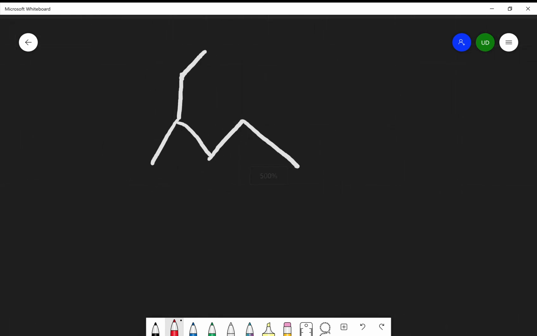Okay, so based on the rules that I gave you, you would start by putting 1, 2, 3, 4, 5, right? Because you think this is the longest carbon chain with the first substituent possible, right? This way it'd be incorrect because it is not the longest carbon chain possible. In fact, you'd start up here. So it'd be 1, 2, 3, 4, 5, and 6. So this is the longest carbon chain.